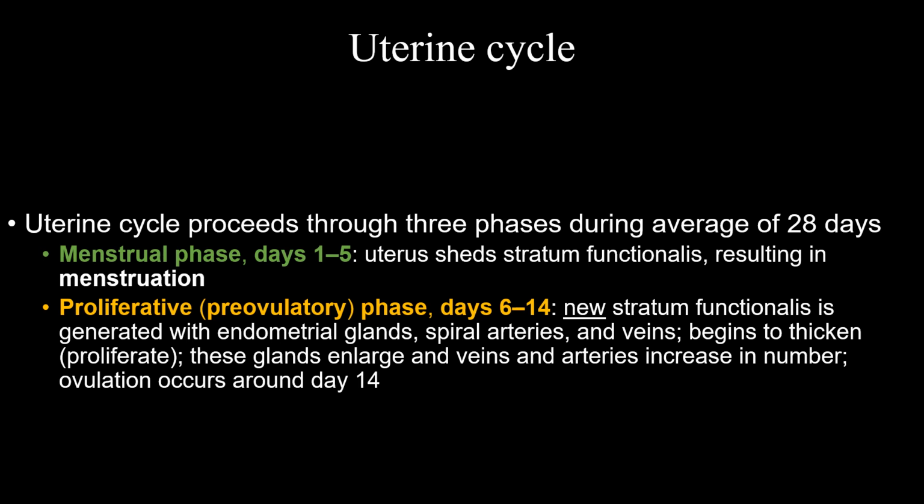And as this new layer thickens or proliferates, its endometrial glands enlarge and its spiral arteries and veins increase in number. Cervical mucus here is thick and sticky until just before ovulation, when it begins to thin, and that's in order to facilitate the passage of sperm into the uterus. And at the end of the proliferative phase, around day 14, ovulation occurs.